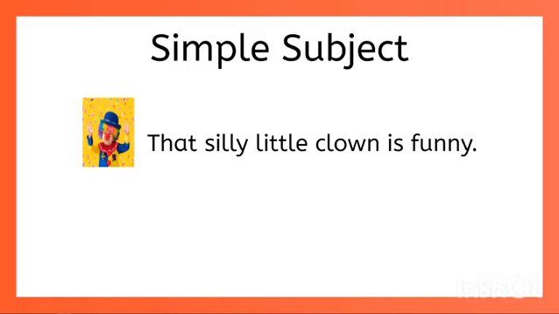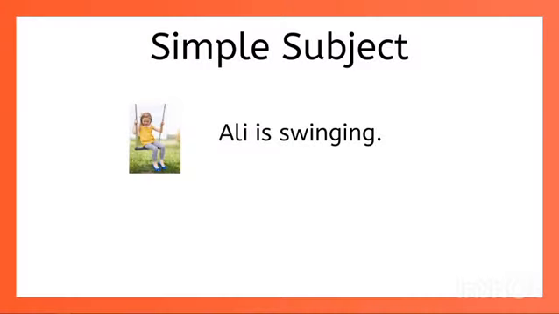Remember the sentence, that silly little clown is funny? We had a very long complete subject, that silly little clown, but the simple subject is just clown. That's the noun that names who the sentence is about. Sometimes the complete subject and the simple subject are exactly the same, like in the sentence, Allie is swinging. Allie is the simple subject and Allie is the complete subject. That's because our subject only contains a noun. There are no adjectives describing or modifying the noun Allie.